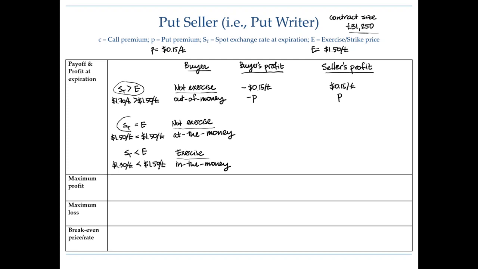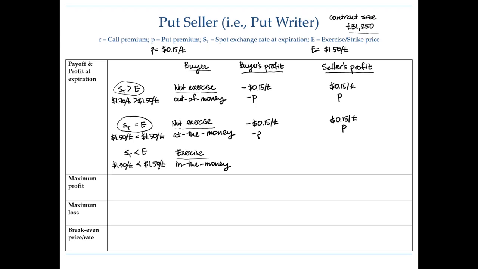If the future spot rate happens to be the same as the exercise rate of $1.50, again the buyer will not exercise and simply loses the 15-cent premium that he or she paid for the contract. In other words, they're simply losing the premium, and again the seller simply keeps the premium of 15 cents, and that's positive P essentially.